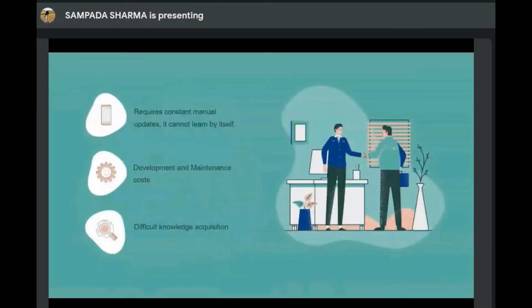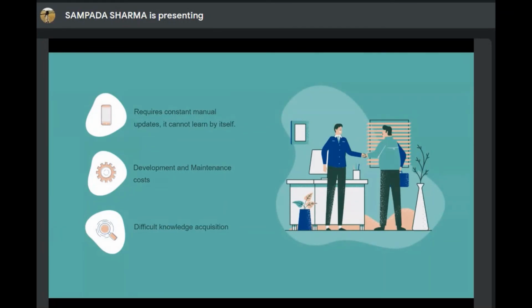And an expert system has the following limitations. It requires constant manual updates. It cannot learn by itself. The knowledge base needs to be constantly updated. Development and maintenance cost is very high. That is why expert systems are also not widely used, because of the cost itself. Difficult knowledge acquisition. It only adheres to specific domains.